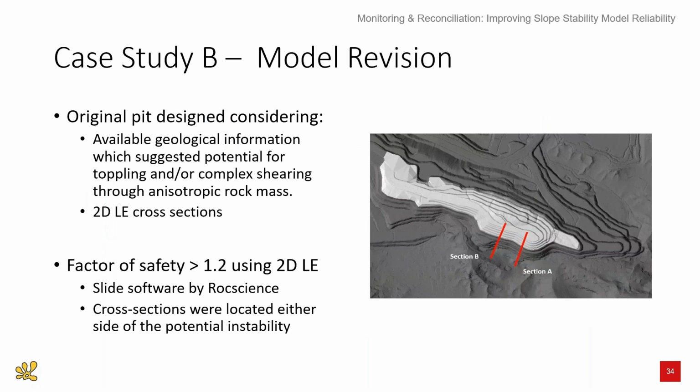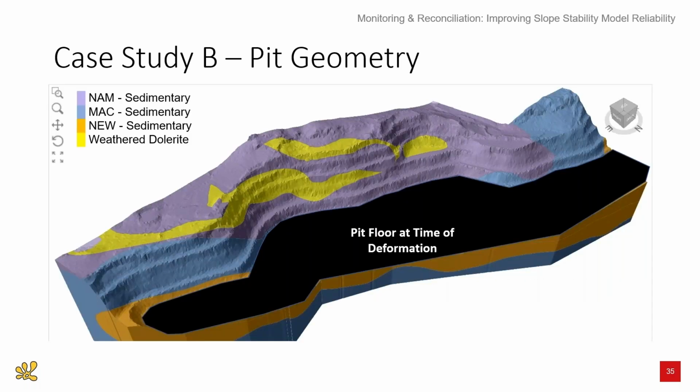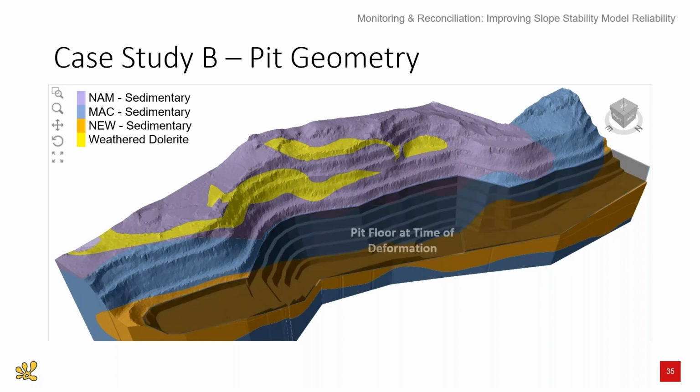So originally this portion of the pit was designed using two limit equilibrium cross sections with factors of safety greater than 1.2. Reviewing the same pit in 3 dimensions, with the pit floor shown here at the time of deformation, we were able to get another result.